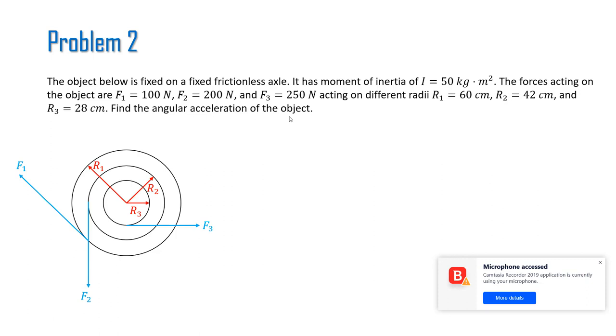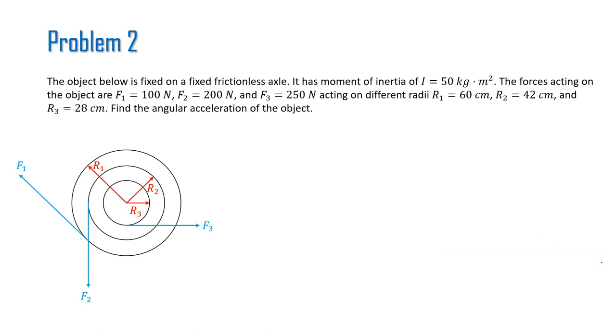Now you have to take note that since the axle is fixed, we only need to consider the torque. And once we obtain the torque, we will be able to get the angular acceleration. So recall that we have this equation, summation of torques is equal to I alpha, which is analogous to Newton's second law of motion.